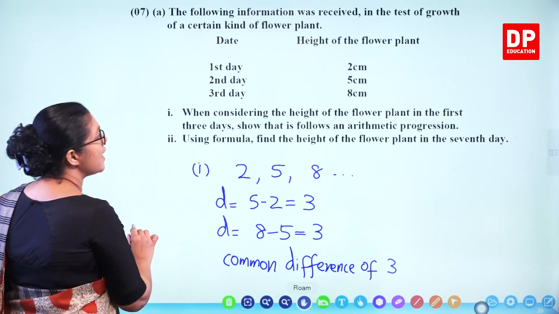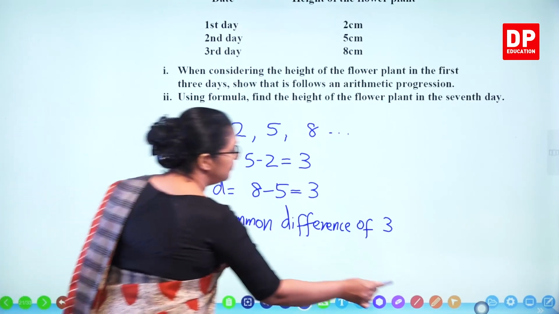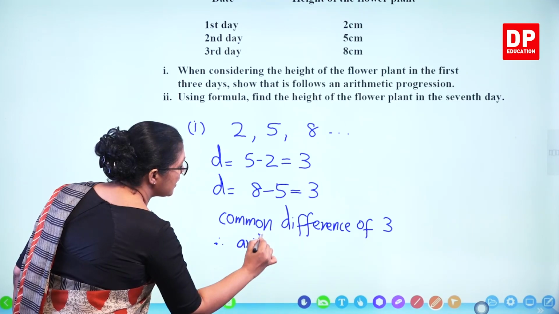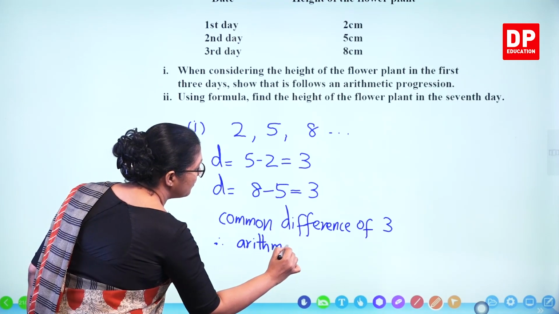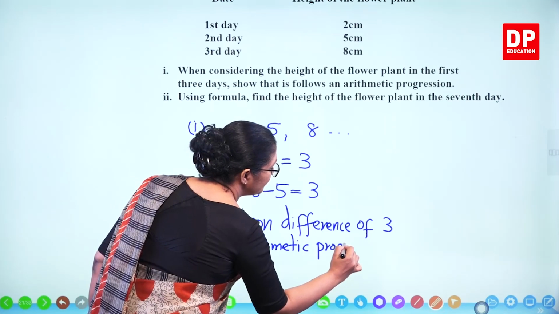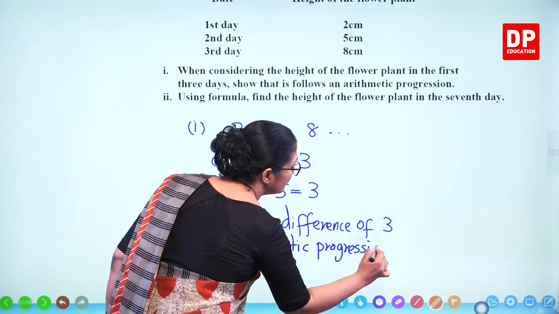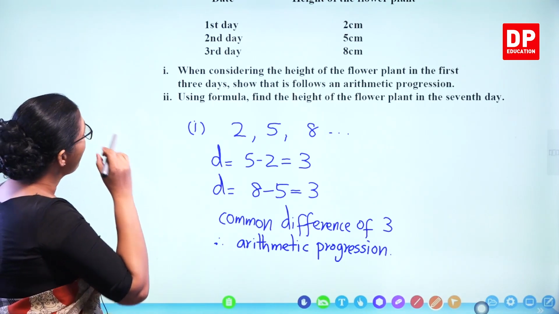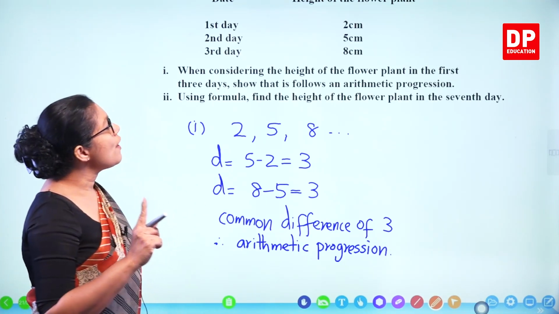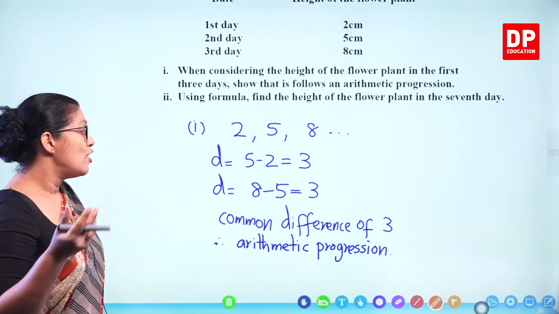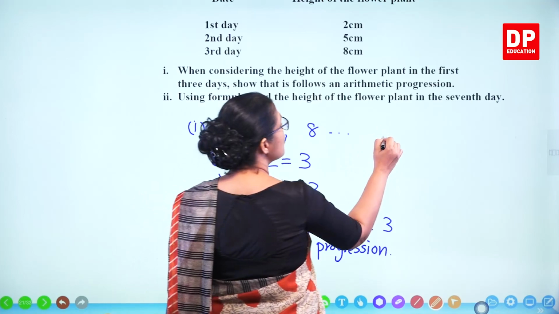Because of that, you can say this is arithmetic progression. It's arithmetic progression. Then using formula, find the height of the flower plant in the 7th day. So this is arithmetic progression.